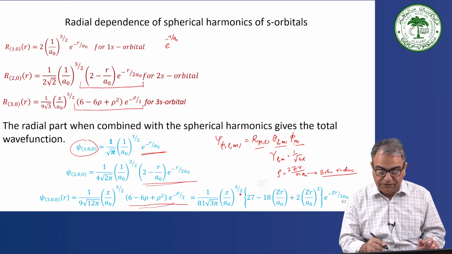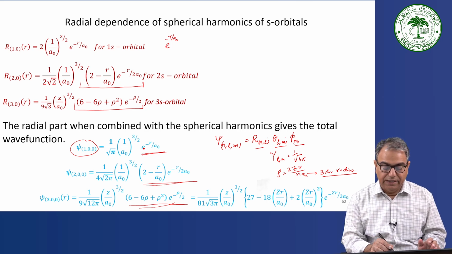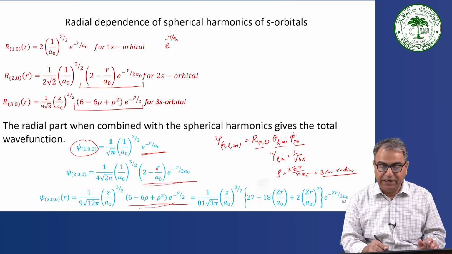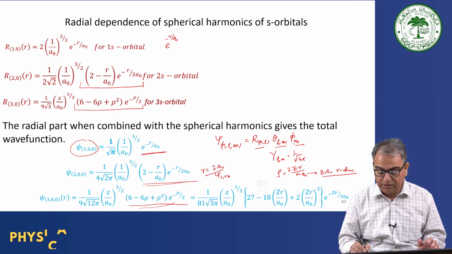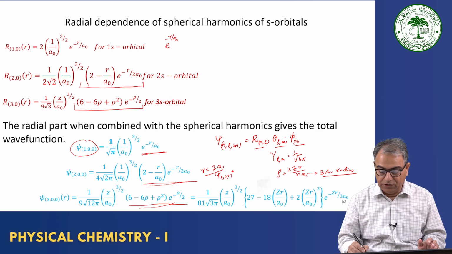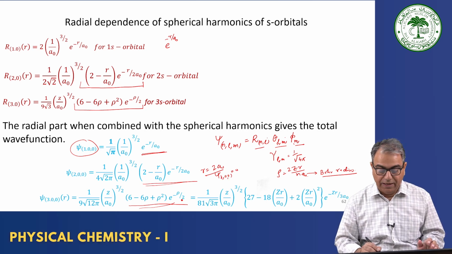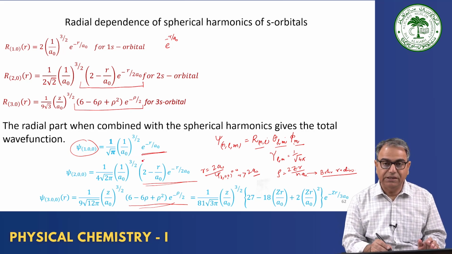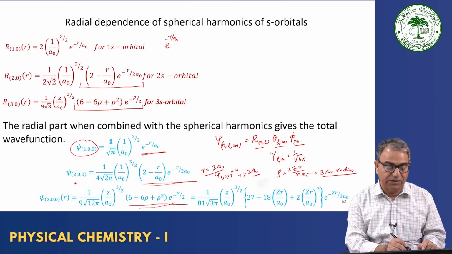Now if you look at these functions, the radial part again tells you that psi 1 0 0 decreases as you go away in r. For 2s, the factor 2 minus r divided by a naught means that at r equal to 2 a naught, psi 2 0 0 will become 0. So the function will be 0. And if r is greater than 2 a naught, then what will happen? The function within the bracket, 2 minus r divided by a naught, will become negative, and the whole function will be negative.